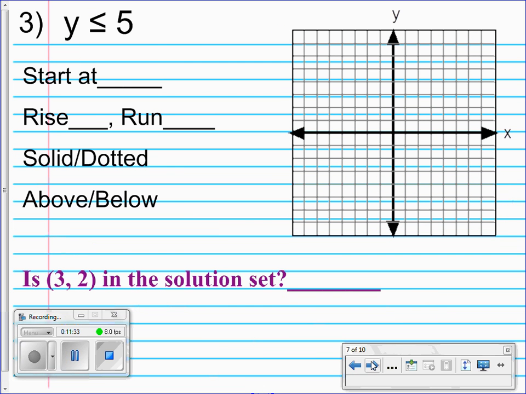Example 3, y less than or equal to 5. If you notice there's no slope to this line. This is a zero slope, which means it's going to be a horizontal line. I still have a starting point. My starting point is the y-intercept 0, 5. I always start at whatever my y is equal to.